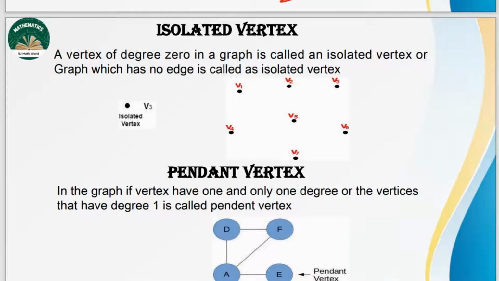If there is no edge to the vertex, then it is called an isolated vertex. Here, if there is no edge to the point, then it is called isolated. So here is the example.